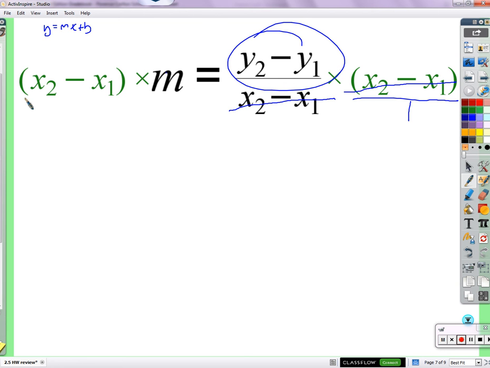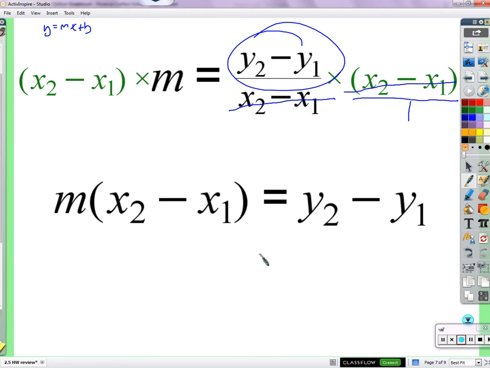On this side, we just have this stuff. So it's going to look like this. y2 minus y1 equals m times x2 minus x1. I just put the m on the left side. Doesn't really make a difference, does it? Nope. So multiplying one thing times another, we can flip around the order.